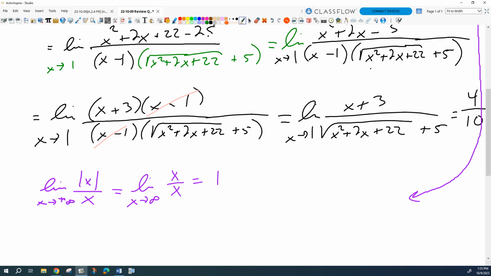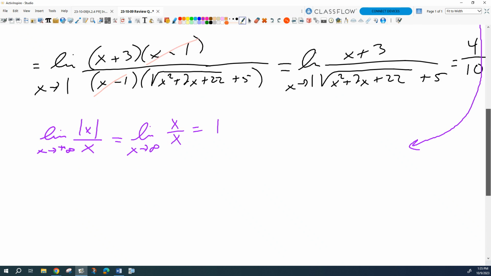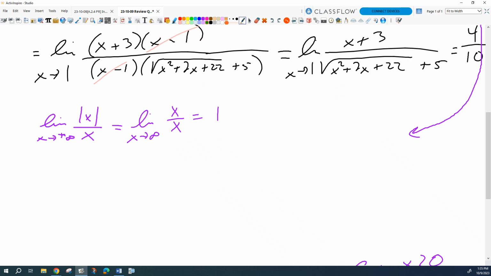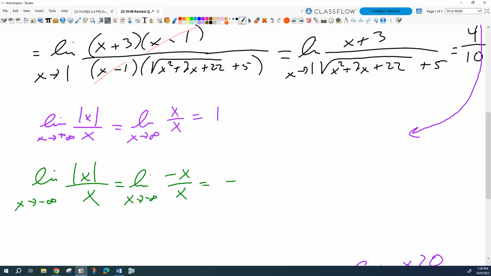which is 1. Okay? Now, let's compare that to the limit of absolute value of x over x as x approaches negative infinity. Well, what's the absolute value of x equal to when x is negative? Negative x, right? Absolute value of negative 7 is 7. I've got to take that negative 7 and multiply by negative 1 to make it positive, right? So I get the limit of negative x over x, which is equal to negative 1.